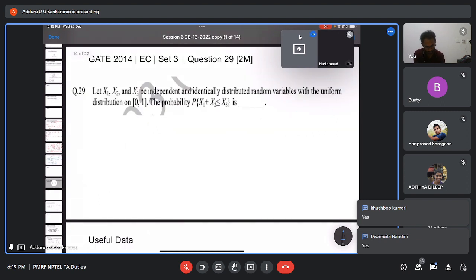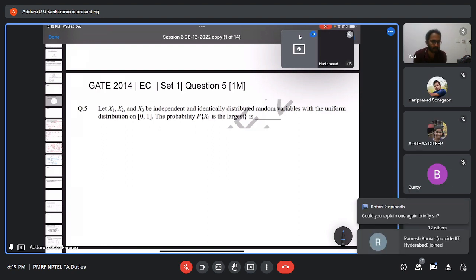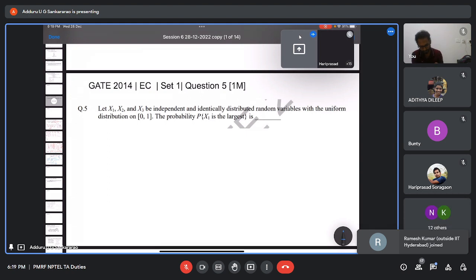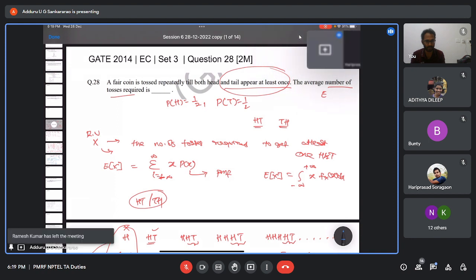It is also asked by some other student. This question is given in GATE 2014. Can you explain again briefly, sir? Pottari Gopinath. Yeah, fine. So somebody has asked to briefly explain it. Let me go through it once.